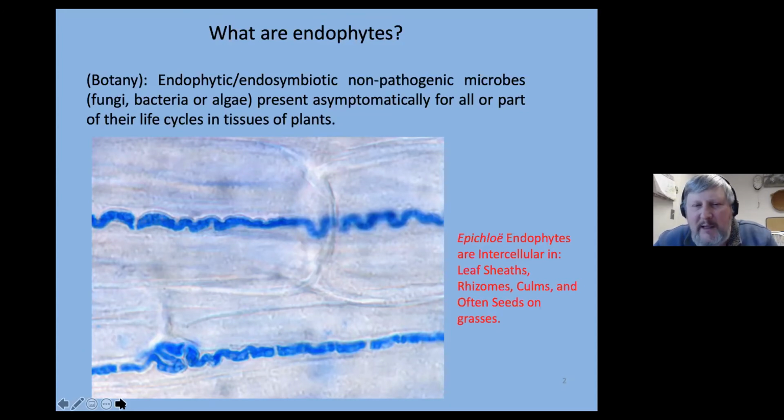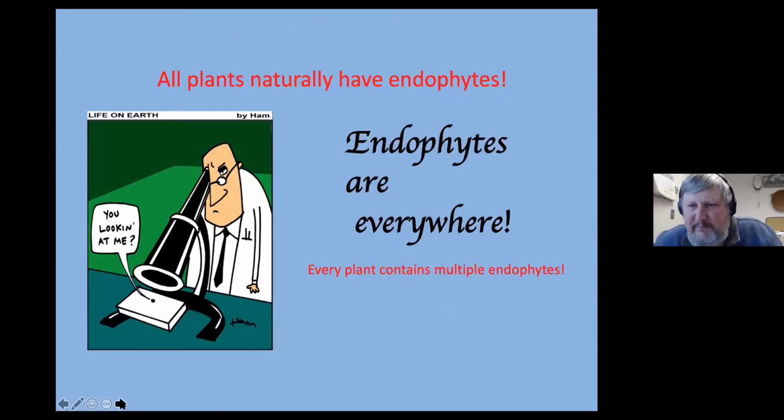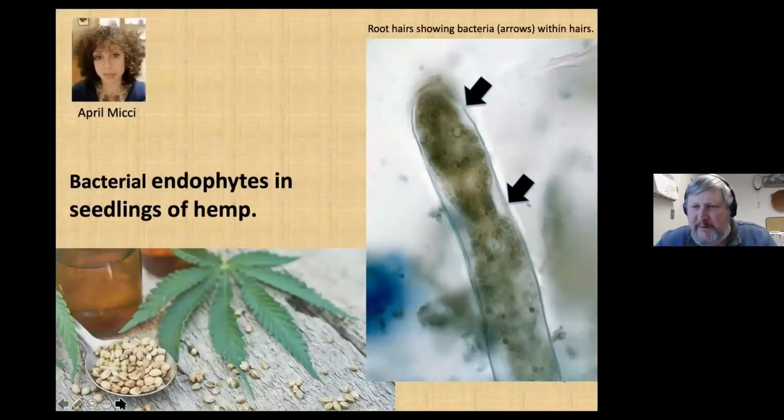But of course, all plants have endophytes. Every single plant has endophytes. Grasses have these fungal endophytes, but they have other fungal endophytes, and they have other bacteria. Every plant has a community of endophytes in it. There are no axenic plants. There are no plants without microbes. It's very difficult to remove microbes from plants. It takes a concerted effort.